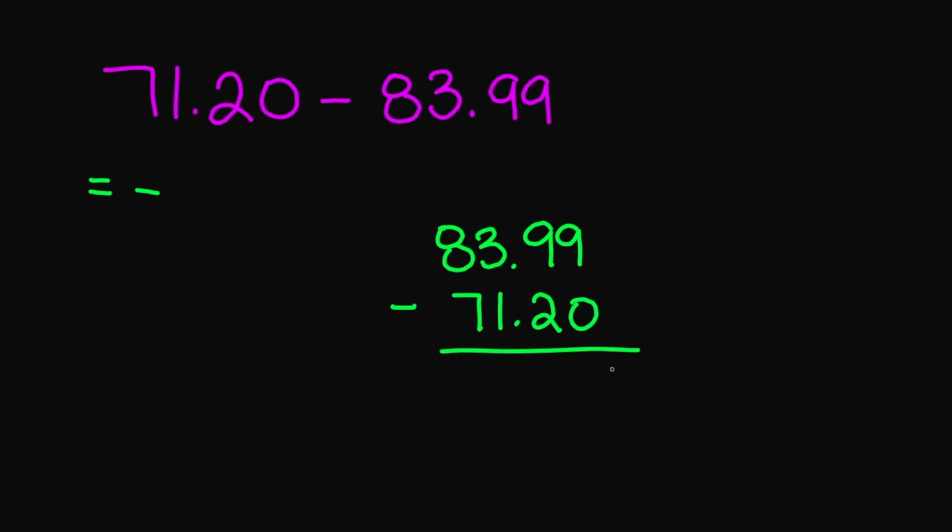9 minus 0 is 9. 9 minus 2 is 7. Bring that decimal down. 3 minus 1 is 2. And then you have 8 minus 7. That's going to give you 1. All right, so 83.99 minus 71.20 equals 12.79. However, if I have the same numbers, 71.20 minus 83.99, you're going to get negative 12.79.